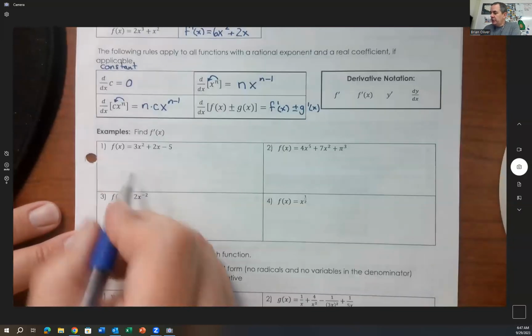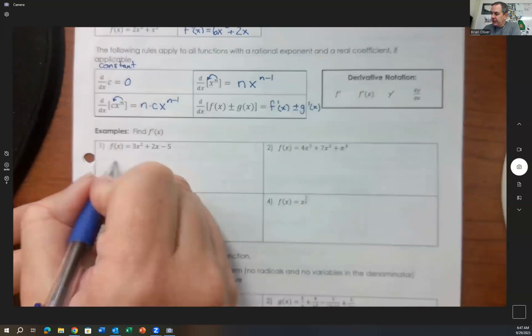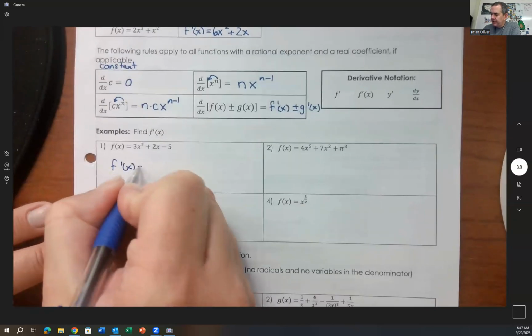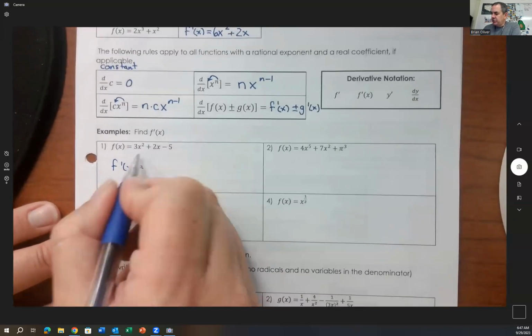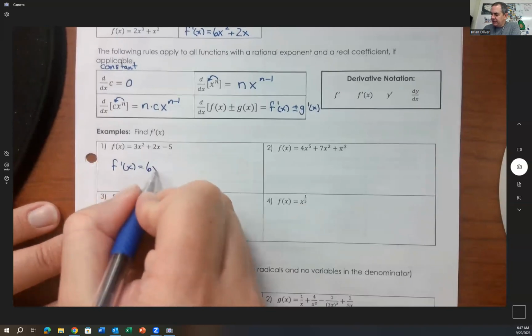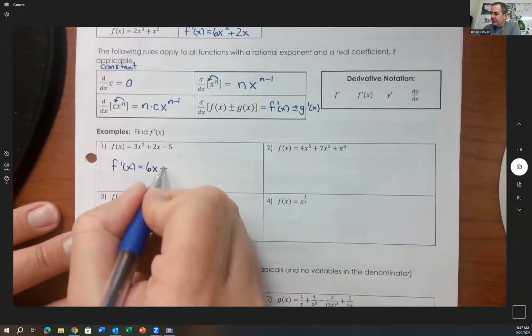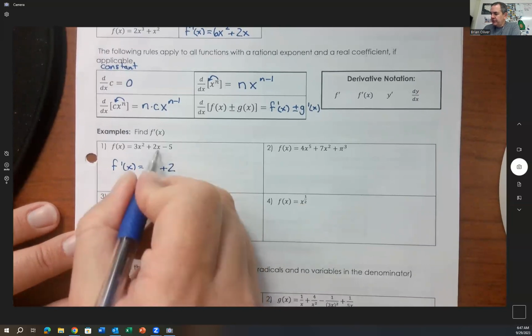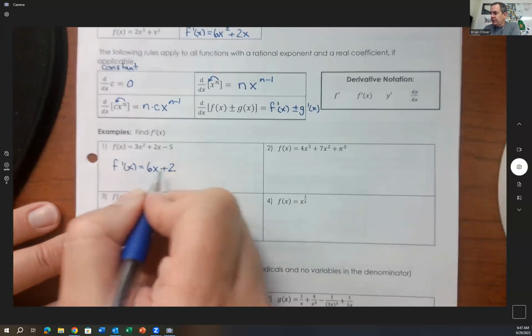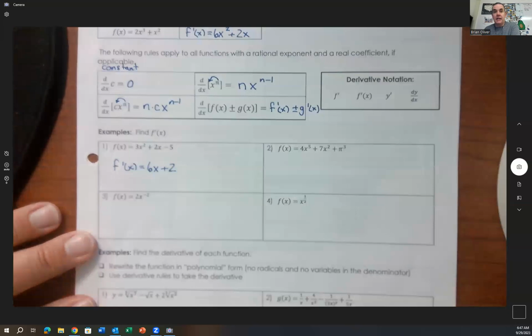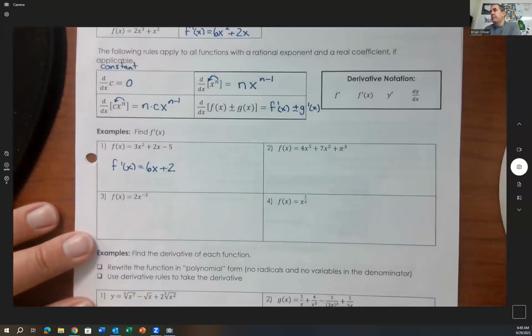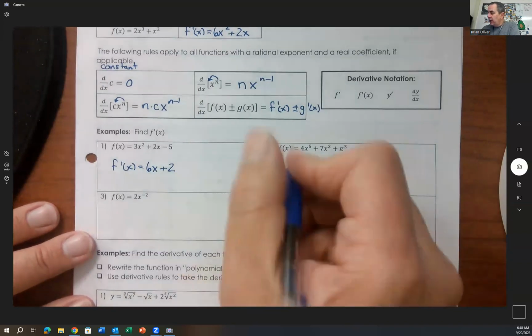The first one I want to show you is 3x squared plus 2x minus 5. If I wanted to take the derivative, I use the power rule on each individual term. 3x squared becomes 6x, plus 2, because that's x to the first, it drops off and just becomes the 2, and the derivative of a constant is 0. So the derivative of that function is 6x plus 2.